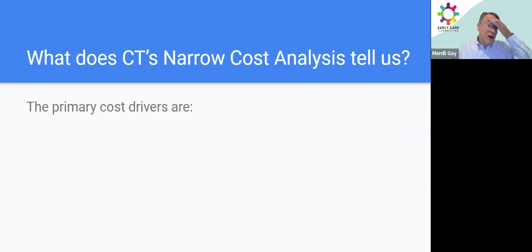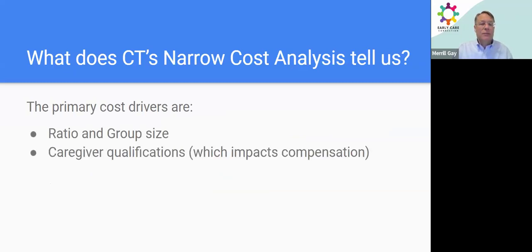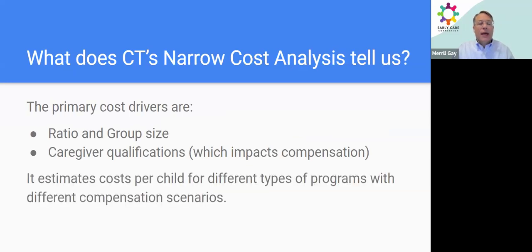It tells us what the primary cost drivers are, and these won't be surprises to any of you. It's ratio and group size, and it's caregiver qualifications and therefore compensation. The narrow cost analysis also estimates the cost per child for different types of programs with different compensation schedule scenarios. So what we know from the analysis is that larger programs have some economies of scale. So their actual cost of providing care, if you're a program of 140 kids, is less per child than for a little program with, say, 36 kids.